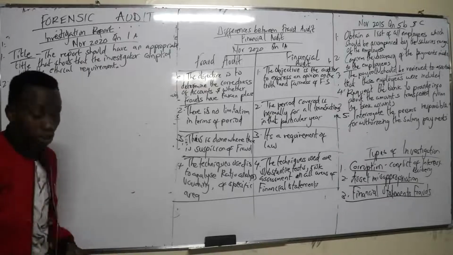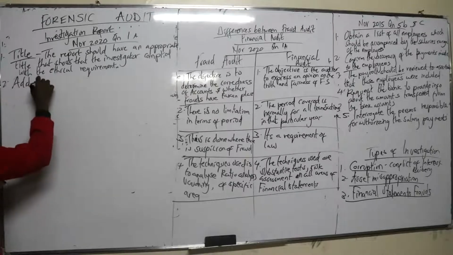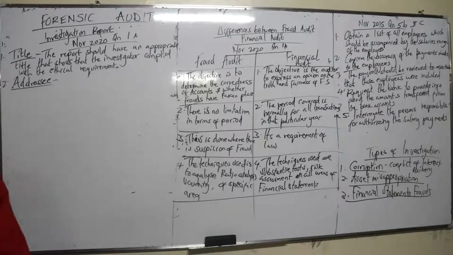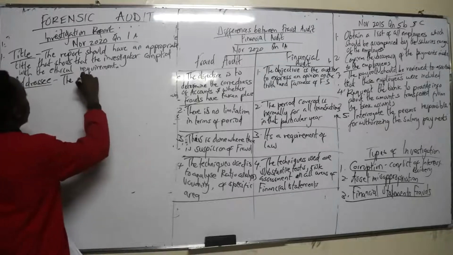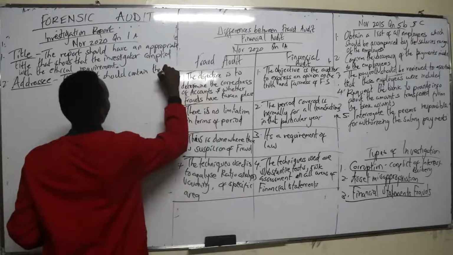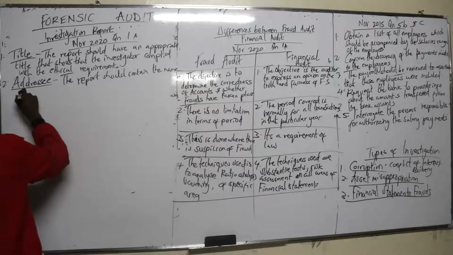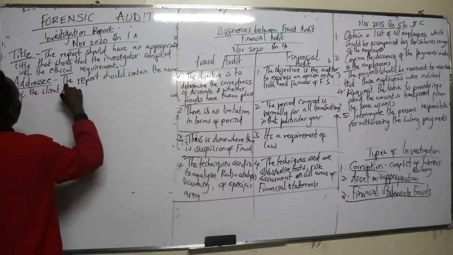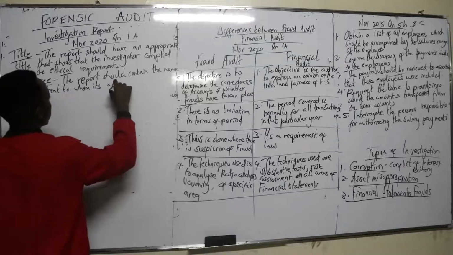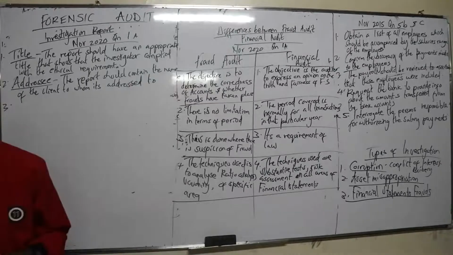And then also, it should have the person to whom it's addressed, the client, which you call the addressee. The person to whom the investigation report is addressed. So the report should contain the name of the client to whom it's addressed.